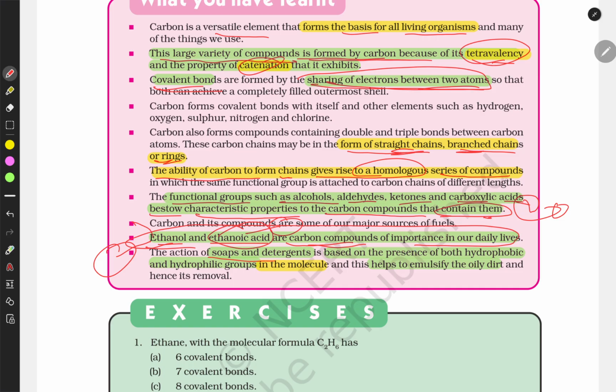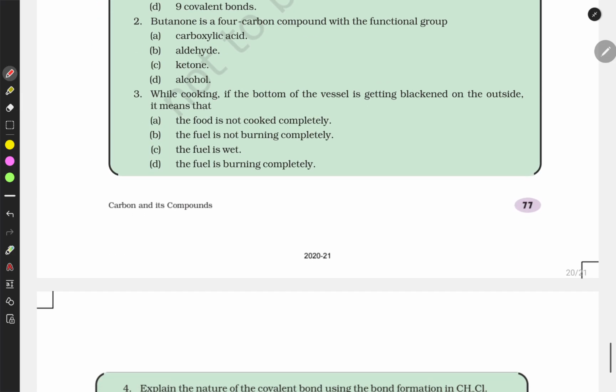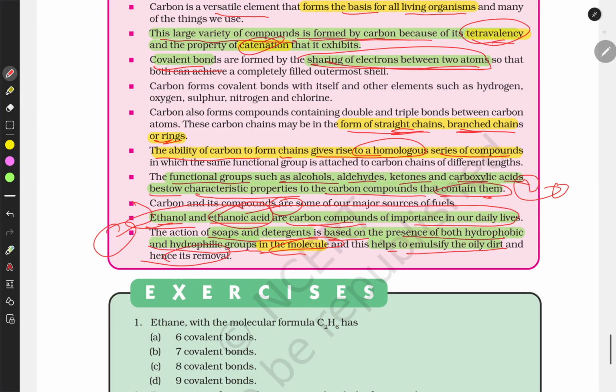And the action of soap and detergent is based on the presence of hydrophilic and hydrophobic groups in a molecule. It helps in emulsifying the oily dirt, and hence its removal. Here ends this chapter, and thank you for watching this.